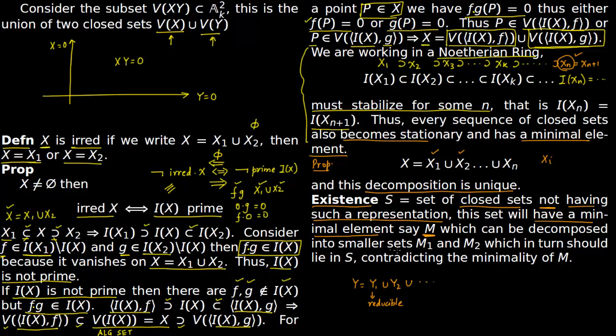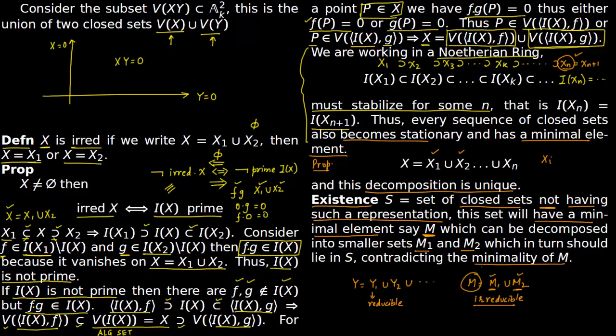Now this m can be decomposed into smaller sets m1 and m2. So this minimal element m, you can write it as m1 union m2. Now if m1 and m2 are reducible, then there is a contradiction, because m1 and m2 are both smaller than m. So it contradicts the minimality of m. On the other hand, if m1 and m2 are irreducible, then you can express m as m1 union m2, where both of them are irreducible.